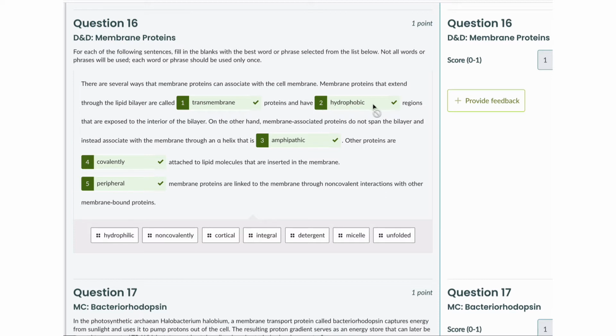Transmembrane proteins have hydrophobic regions that are exposed to the interior of the bilayer. On the other hand, membrane-associated proteins do not span the bilayer and instead associate with the membrane through an alpha helix that is amphipathic. So there's the answer to the previous question. If you weren't sure if it's true or false, here's the answer. Other proteins are covalently attached to lipid molecules that are inserted in the membrane. Peripheral membrane proteins are linked to the membrane through non-covalent interactions with other membrane-bound proteins.